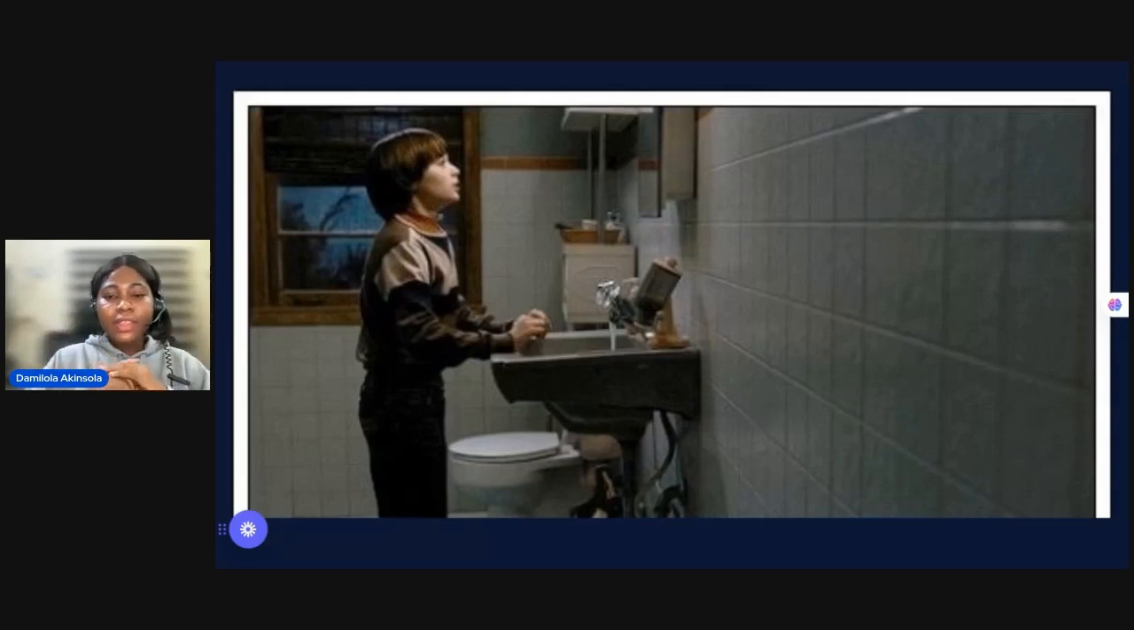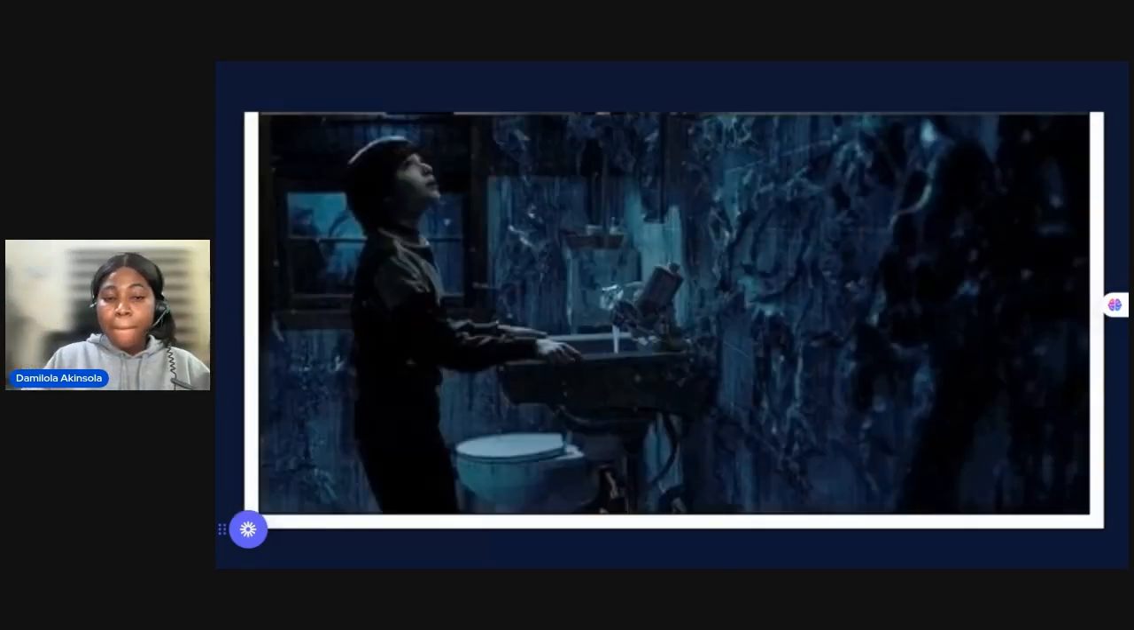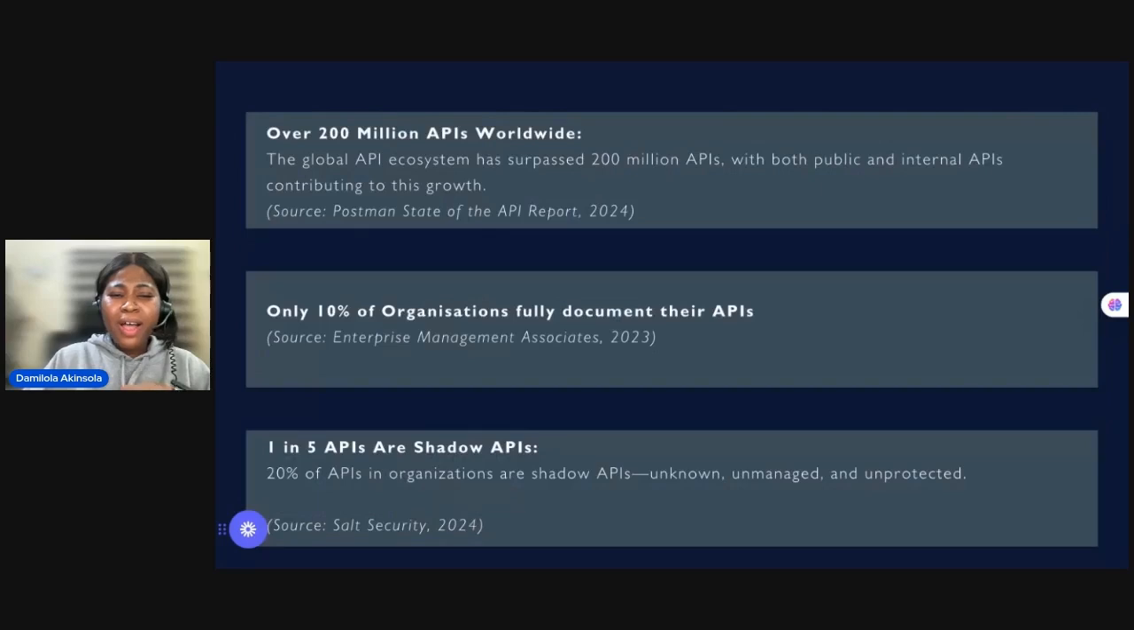They basically think everything is running fine. But the reality is, beneath that surface, they have undocumented APIs, shadow APIs, hidden endpoints, and all the horrible stuff you can think about APIs there. So, what can they do about it?